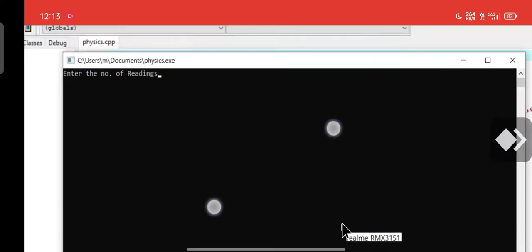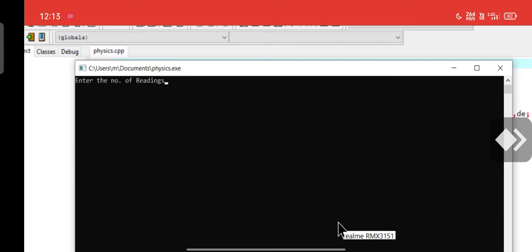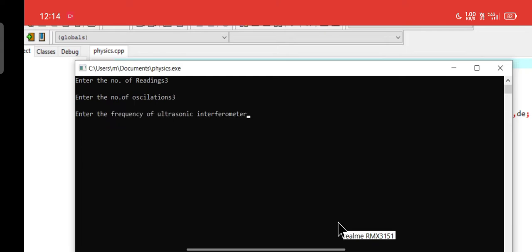Here the program is executing. First we should enter the number of readings. I am entering it as 3. Next, the number of oscillations, it is also 3. Next we are entering the frequency of the ultrasonic interferometer. It is 2 megahertz, that is 2 into 10 power 6. Next we are giving the density of the liquid used. Here we are using water, so its density is 1000.